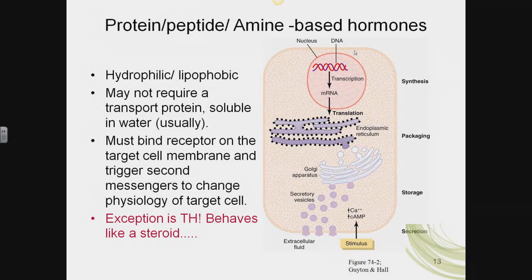Protein or peptide and amine or amino acid based hormones share some common characteristics. They tend to be water loving, hydrophilic, and that means they're better able to be released into the plasma, less likely to have a carrier protein. However, this comes at a price. They can't get across the cell membrane, and the receptor is traditionally on the surface of the cell membrane, so they have an integral membrane receptor.